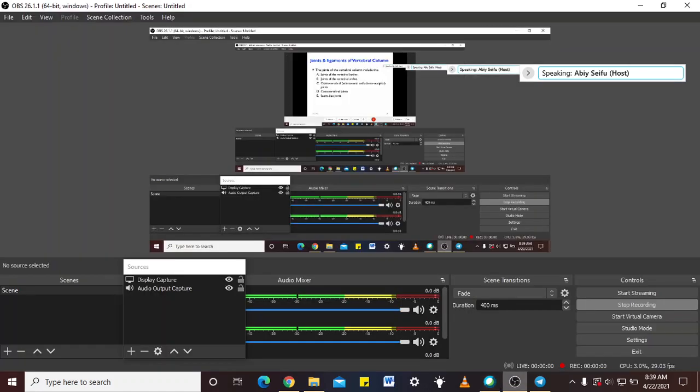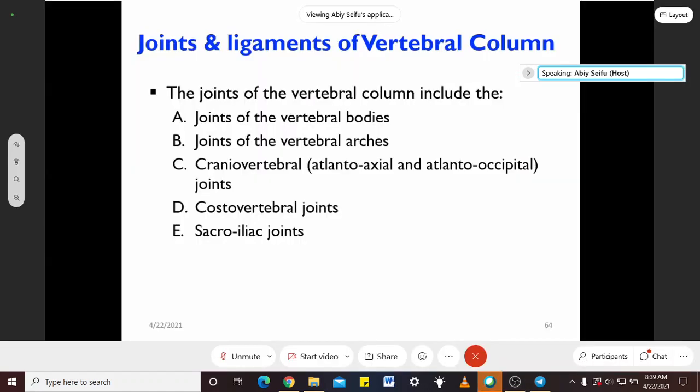In yesterday's sessions, we discussed the general skeleton of the back, as well as the associated structures. So today, let's continue with the joints and the ligaments. The two, the joint and the ligament, are associated with each other. The ligament gives strength to the joint. So they are associated with each other.